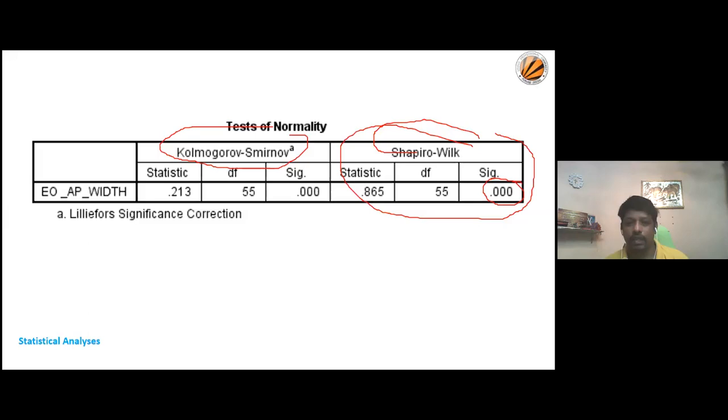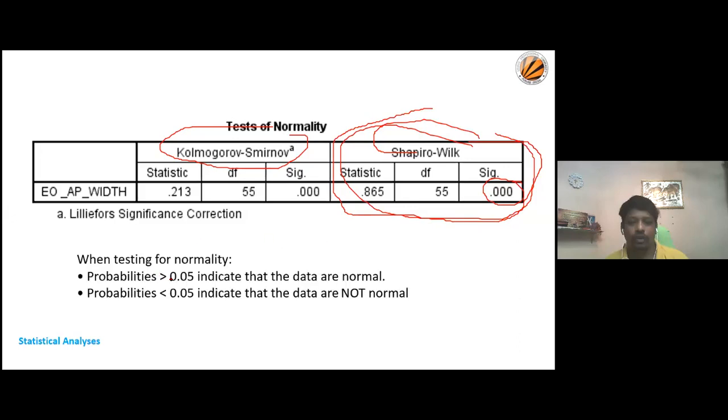Whereas if you have more than 60, or above 100 or 200, much more, then use the Kolmogorov-Smirnov test. A value greater than 0.05 indicates the data is normal. So it should be more than 0.05, which means that your data is normally distributed. According to this, this data, the Shapiro-Wilk, is not normally distributed.